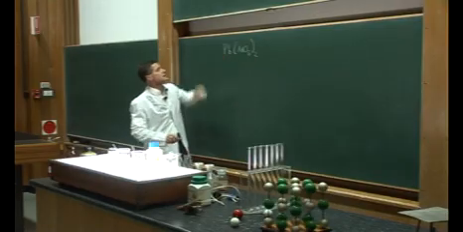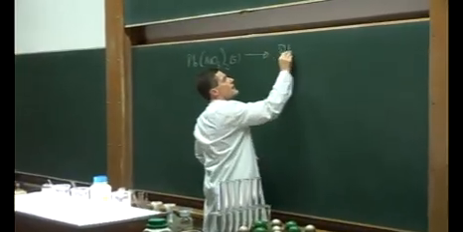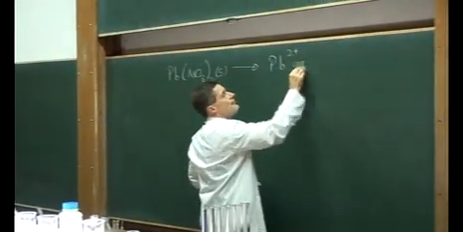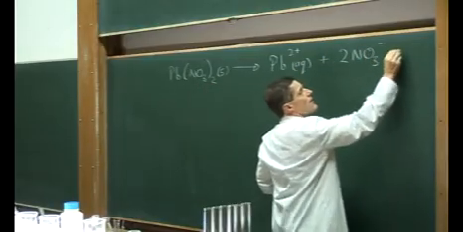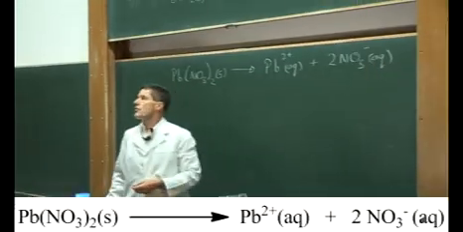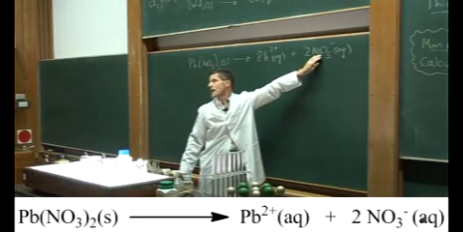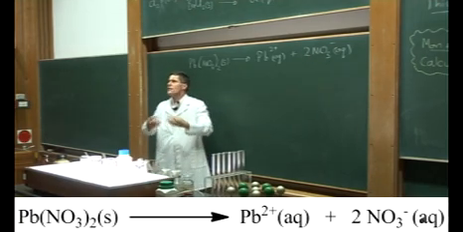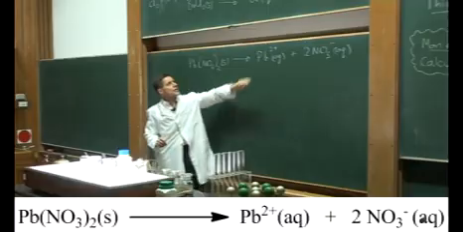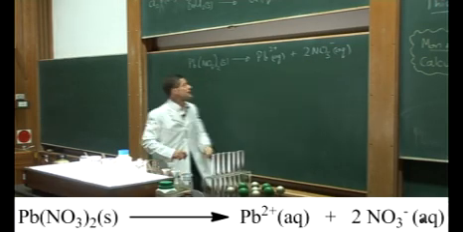So I need 2 of those to balance up the lead 2 plus. In the right-hand beaker, I end up with this occurring. Polyatomic ions, we give them a separate category because they hold together as an ion in solution. But exactly the same solvation process is occurring, with the negative end of the water molecule, the water dipole, being attracted to the lead ions, and the positive end to the nitrate ions.